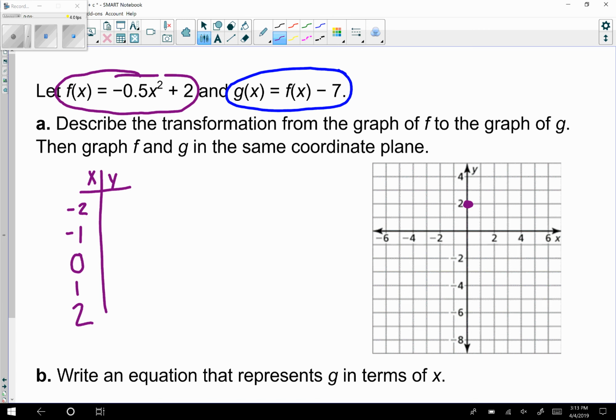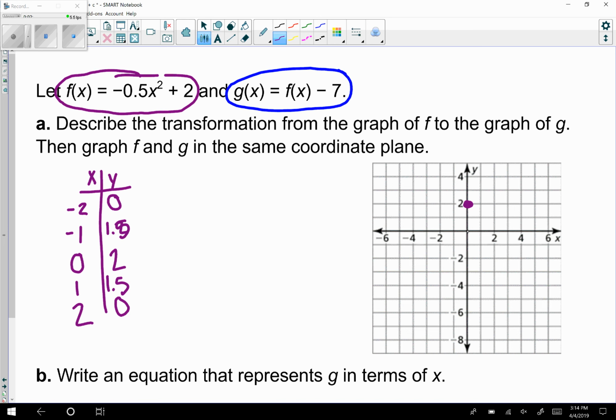So again, if I plug 0 in up here, this whole thing, this f of x or y, is going to turn into 2. And then let's do 1 and -1. I'm going to do -0.5 times 1 squared, and then +2. So that's going to bring me to 1.5. Whoops, not 1.2, 1.5. So each of those are going to turn into 1.5. And then if I do 2, I'm going to plug in -0.5 times 2 squared, and then +2. So that's going to give me 0.